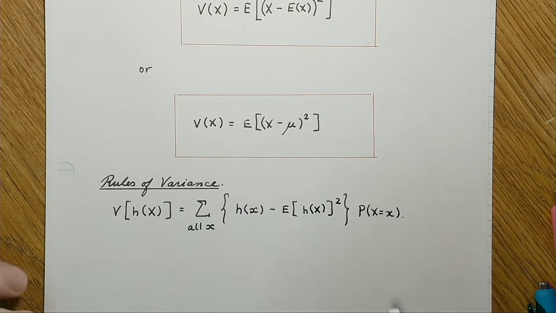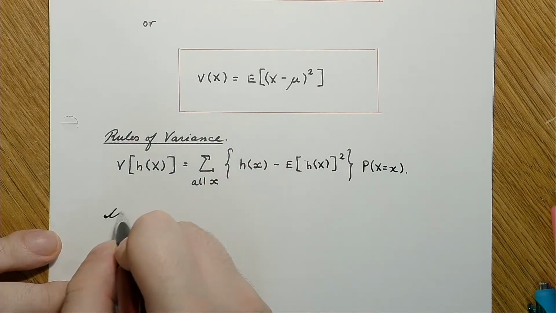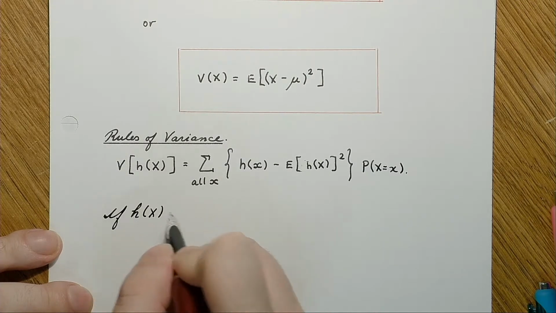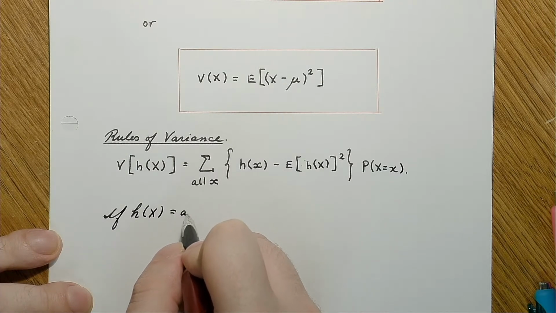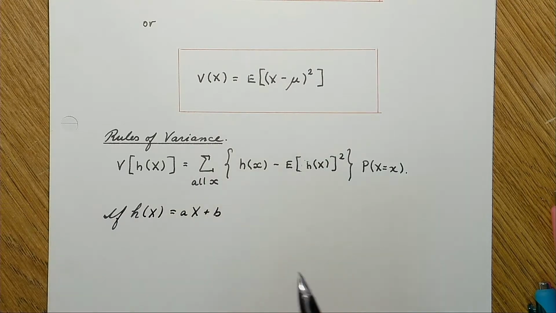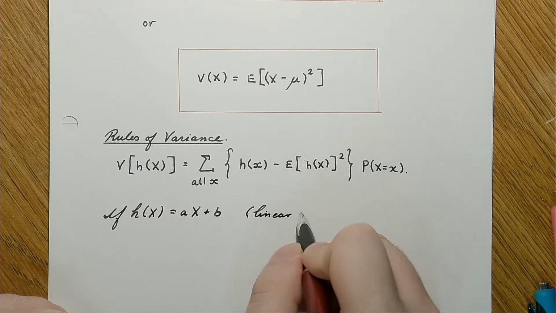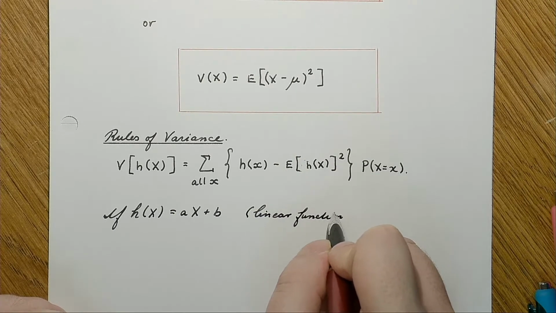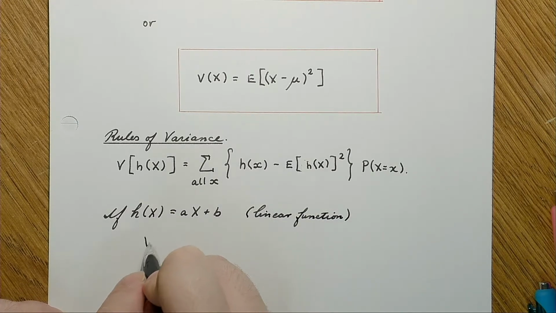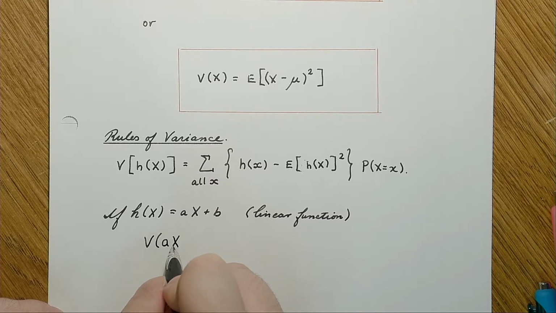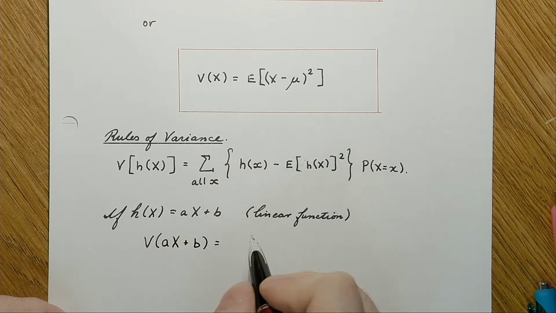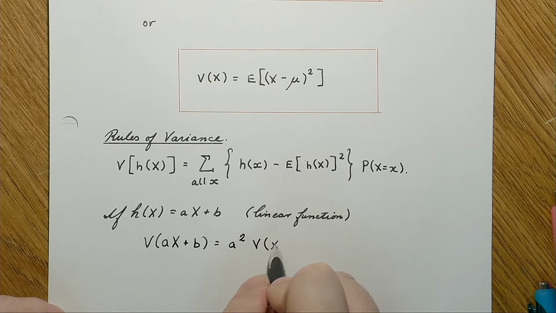Now, if h of x is a linear form, like a linear function of the random variable x, then the variance can be written as the variance of a x plus b, where a is a constant and b is a constant, equals a squared times the variance of x.